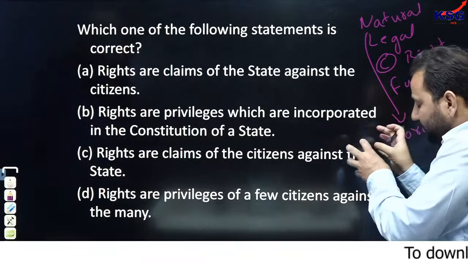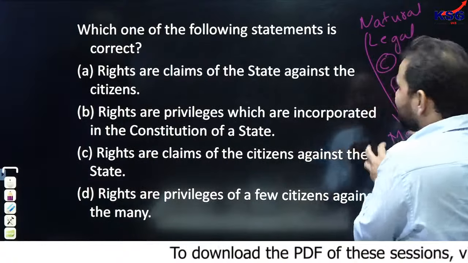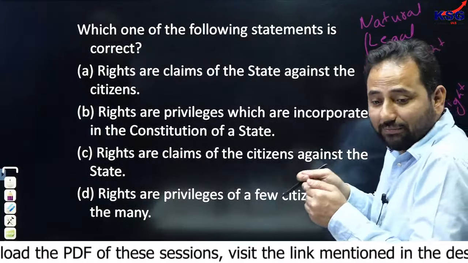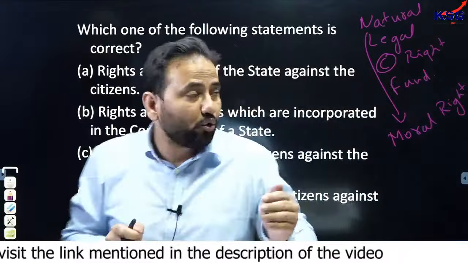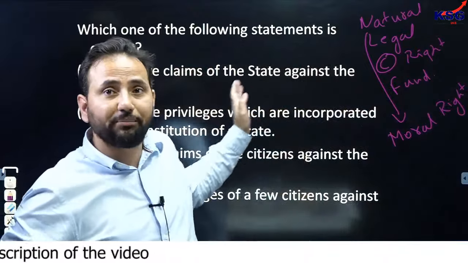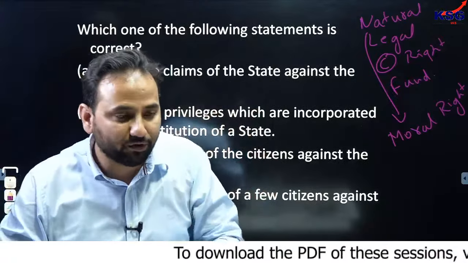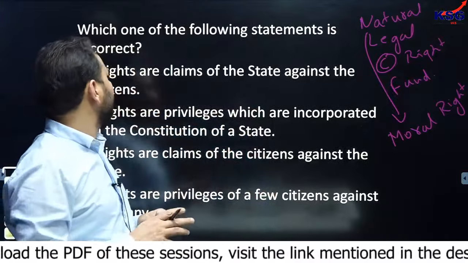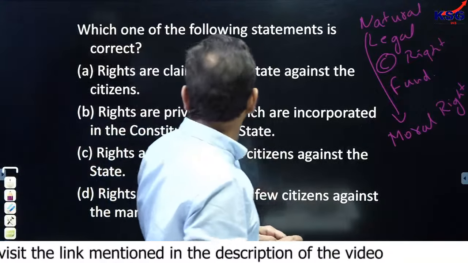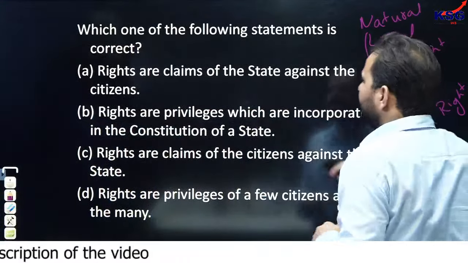What are the provisions in the Constitution which assure us these types of rights? And what is the concept of natural rights? So when you are going through these concepts, try to cover all these dimensions, then only we will be able to have a holistic view of this concept of rights and duties. Let's see this question again. Rights are claims of the state against the citizens. This is the correct answer.